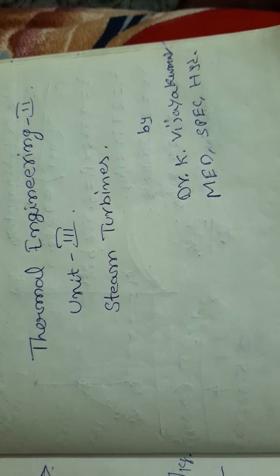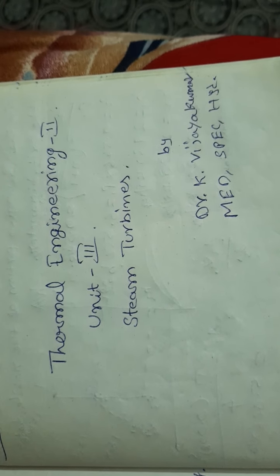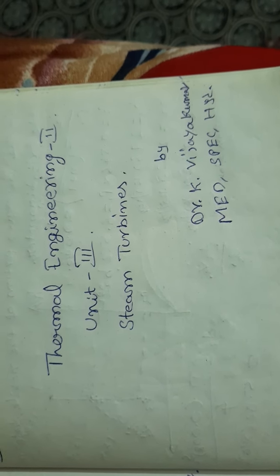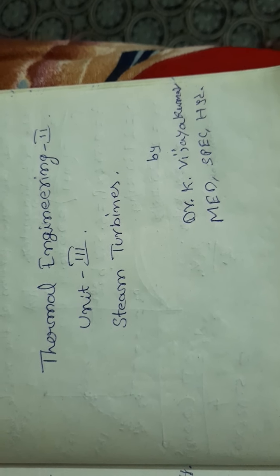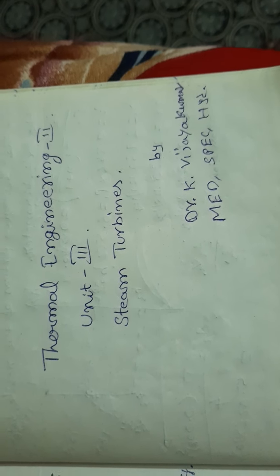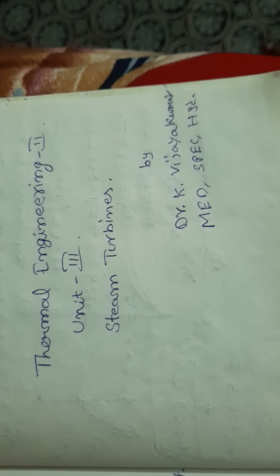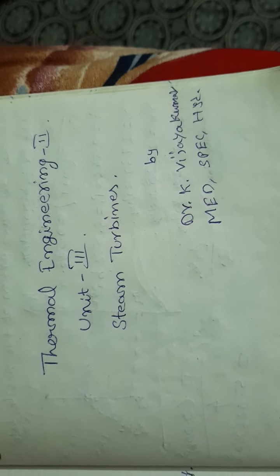Before solving the problems, a revision about the previous classes. Last class we discussed the function of steam turbines and the classifications of steam turbines, and combined velocity triangles, the construction of how to combine the inlet and outlet velocity triangles.